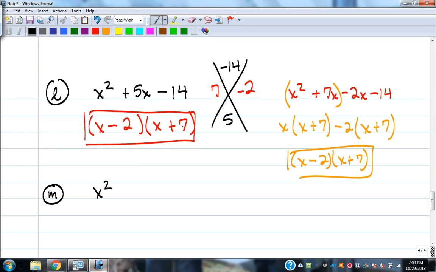Say we had x squared minus 2x minus 48. Still got to do the x. What goes up top? Negative 48. On the bottom is a negative 2. So we still got to do the x the same way. That doesn't change anything. Multiply to be negative 48, add to be negative 2.